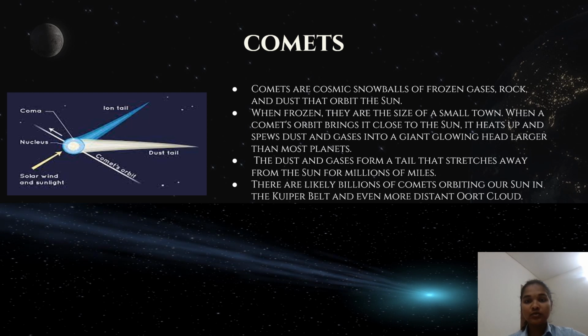Then we will introduce another space rock named comets. Comets are the cosmic snowballs of frozen gases, rock, and dust in orbit of the Sun. The comets have a different shape than the meteoroids or asteroids, having a dust tail. You can see here the schematic diagram of the comet, and the visual diagram is also given to visualize the comets more. The comets are large in number. They are millions in our solar system.